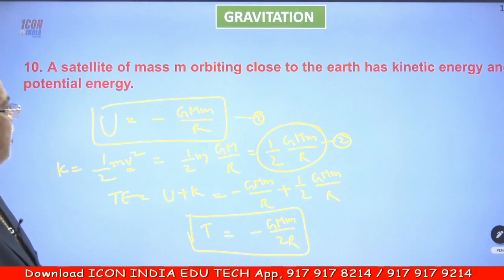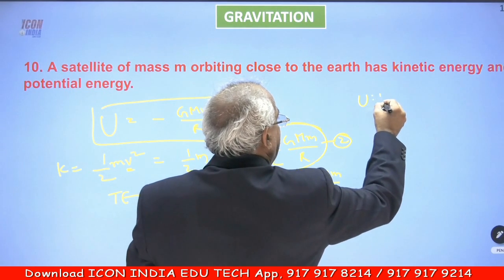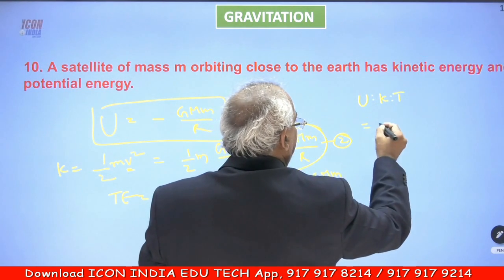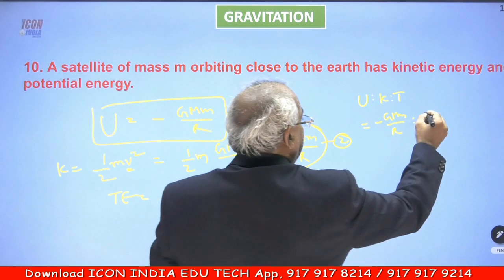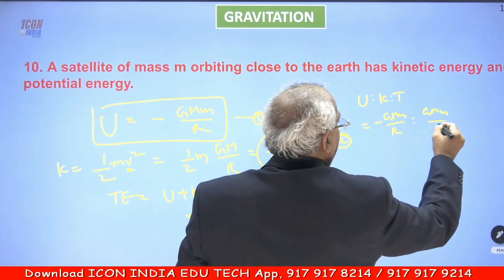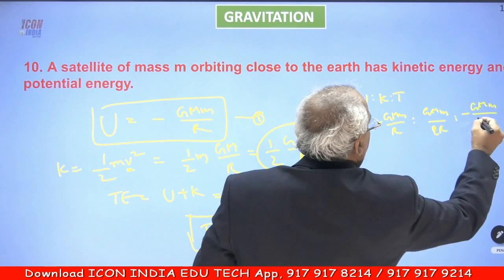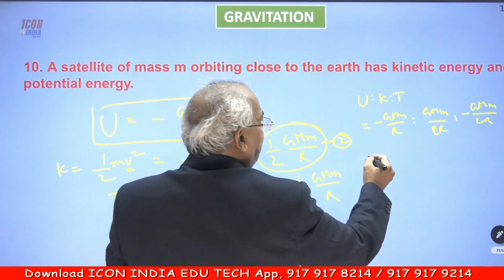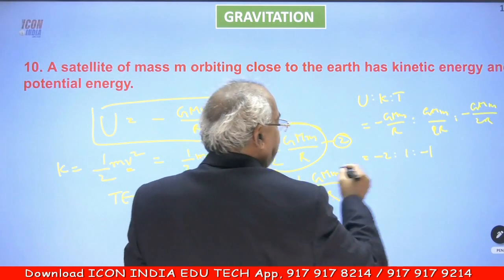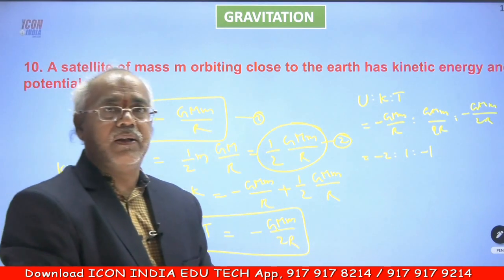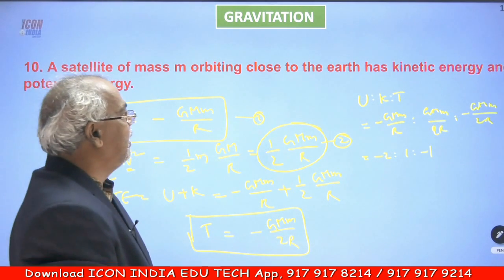What is the ratio of these three? The ratio of potential energy to kinetic energy to total energy is equal to minus GMm by R to GMm by 2R to minus GMm by 2R, which is equal to minus 2 to 1 to minus 1. It is the ratio between potential energy, kinetic energy and total energy.